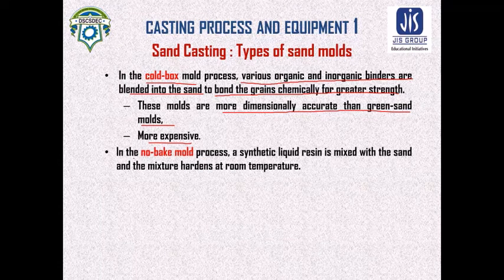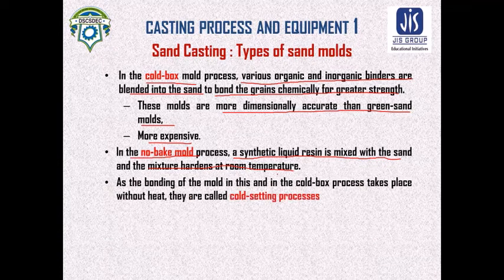The third type of sand mold is no bake mold. It uses a synthetic liquid resin which is mixed with sand, and the mixture hardens at room temperature. There is no need of baking the material to harden it. As the bonding of the mold in the cold box process and no bake mold process takes place without any heat, they are called cold setting processes.